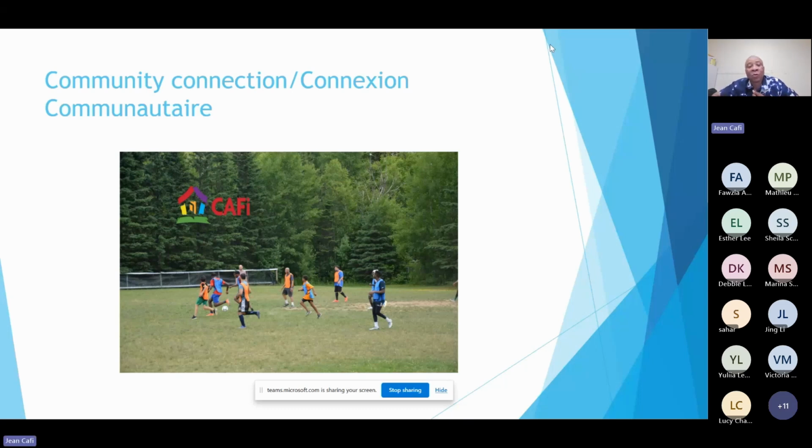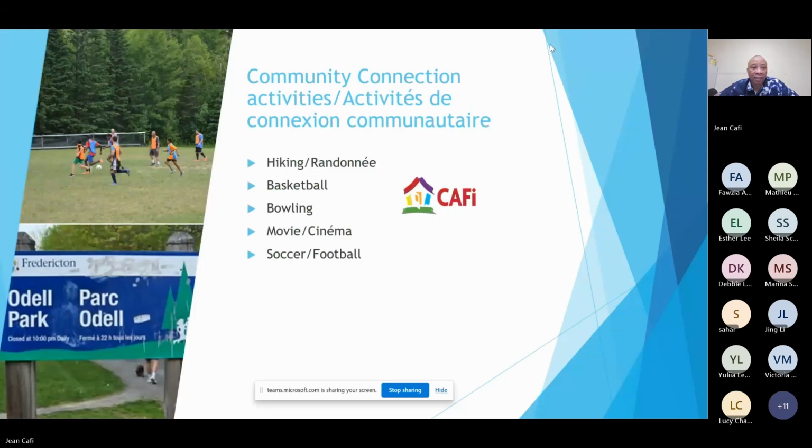So you see this image, we organized a soccer game here in St. Anne Community Center. We had so many people that day. Also, as I said before, sometimes we do hiking, sometimes basketball, and bowling. For bowling, last year we went to Kingswood. It's not far away from here, from CAFi or from MCAF. We spent 2 hours, and families were really happy to do that. Sometimes it's a movie, and sometimes it's soccer.